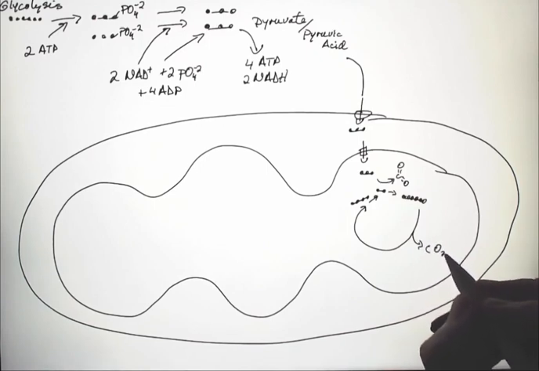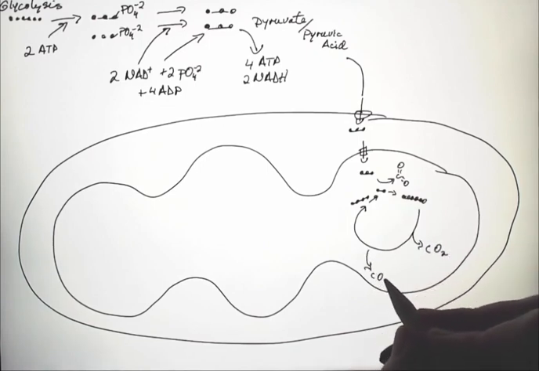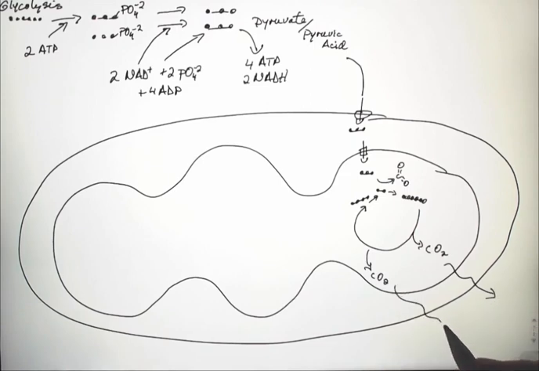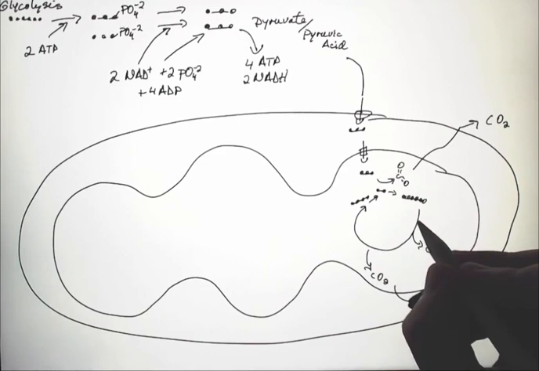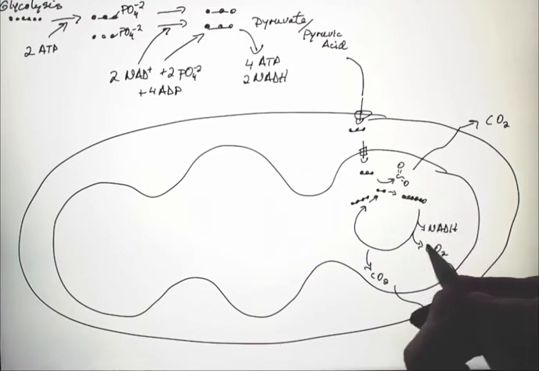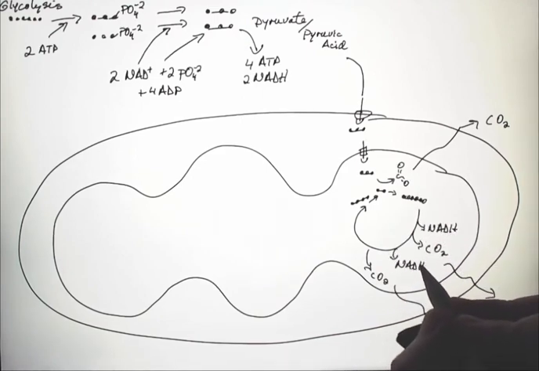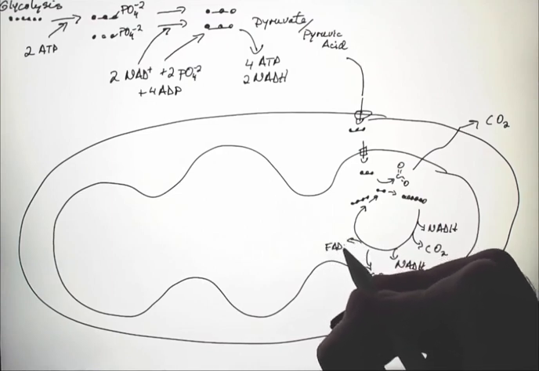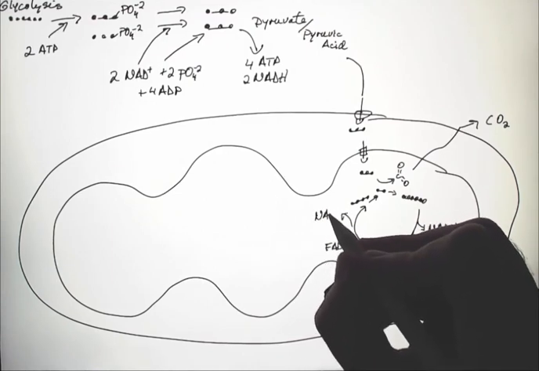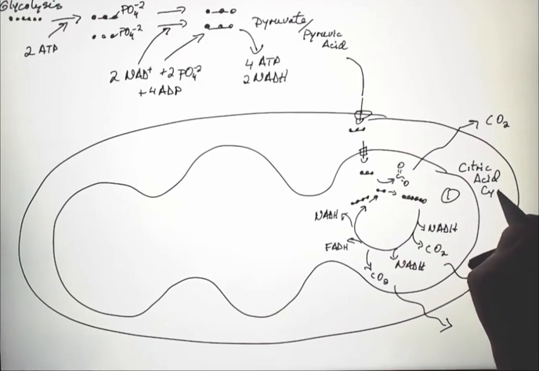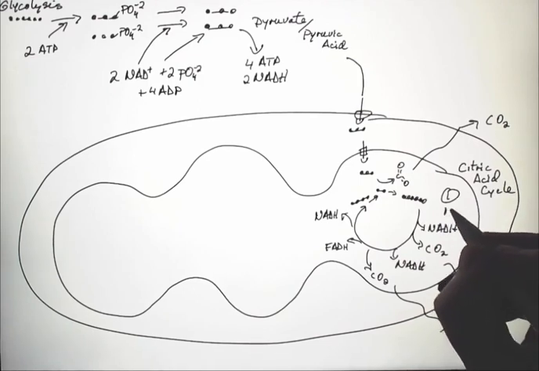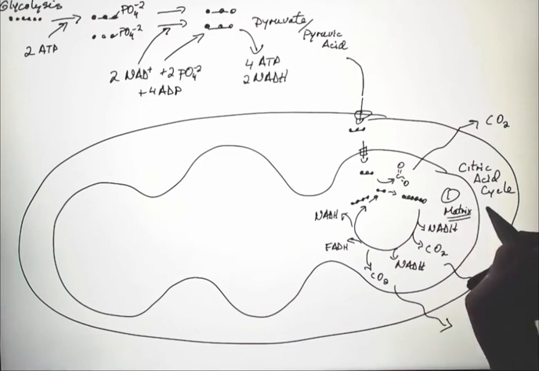Along the way, 2 more carbon dioxides are removed, so that's the 3 carbons with the first one up above and then the other 2. And along the way, 3 NADH are made from NAD+, and 1 FADH is made from FAD. This is the citric acid cycle, part 1 of what goes on in a mitochondria, and it takes place inside the matrix.